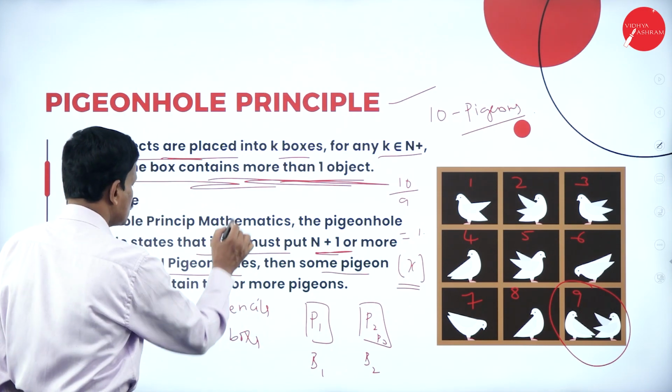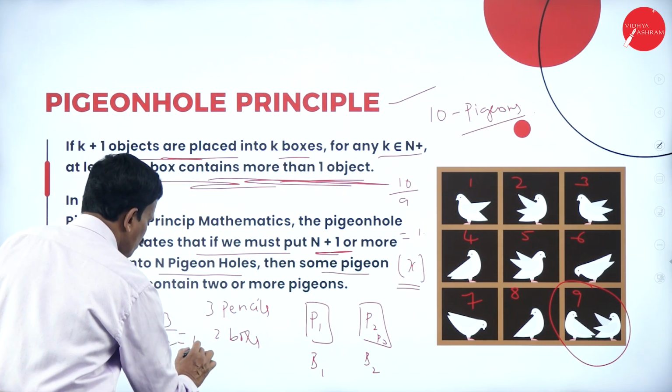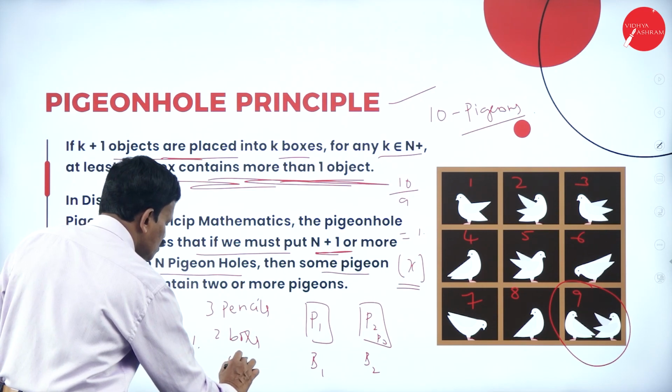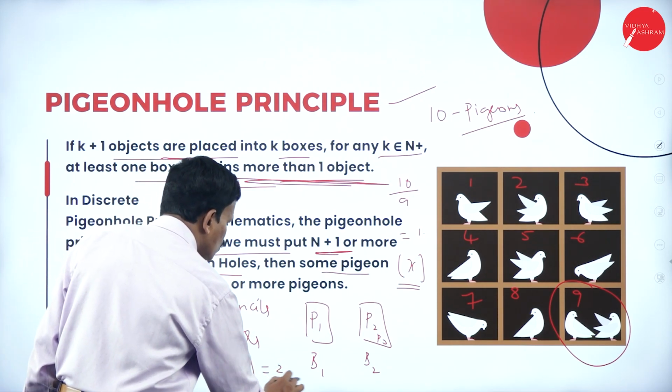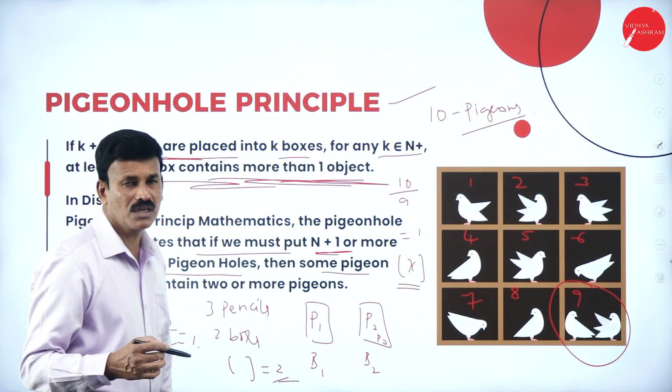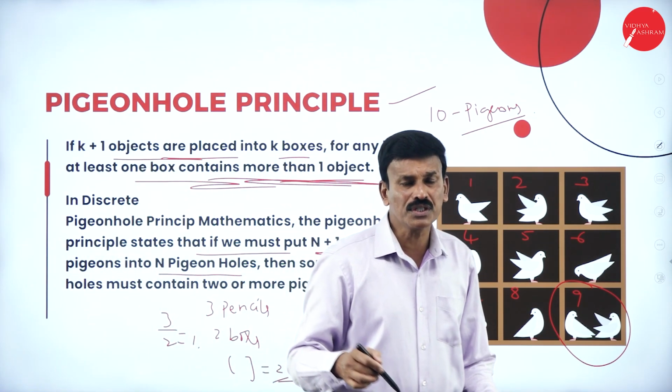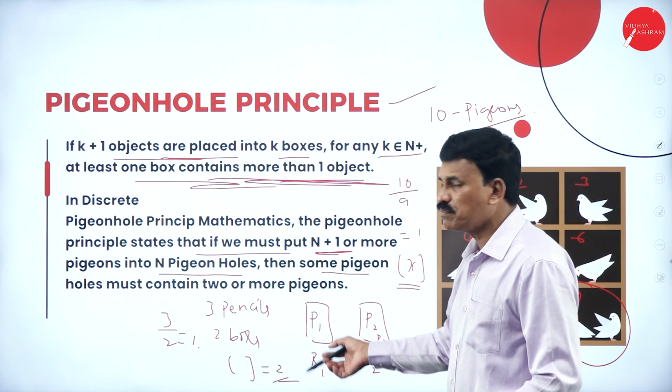If you divide 3 by 2, what will you get? 1 point something. Taking the greatest integer function, that is 2. That means one of the boxes will contain at least 2 pencils. That is called the pigeonhole principle.